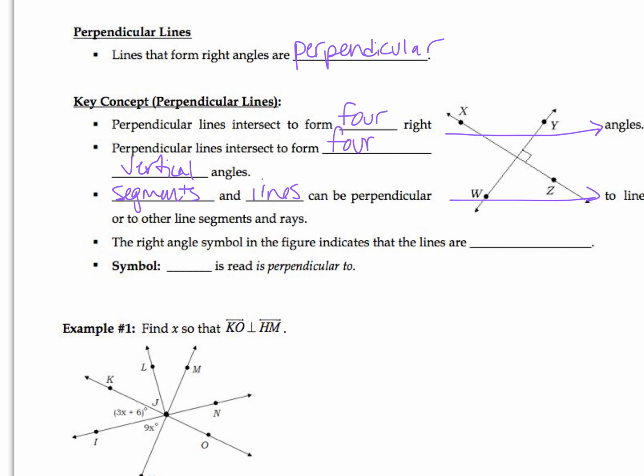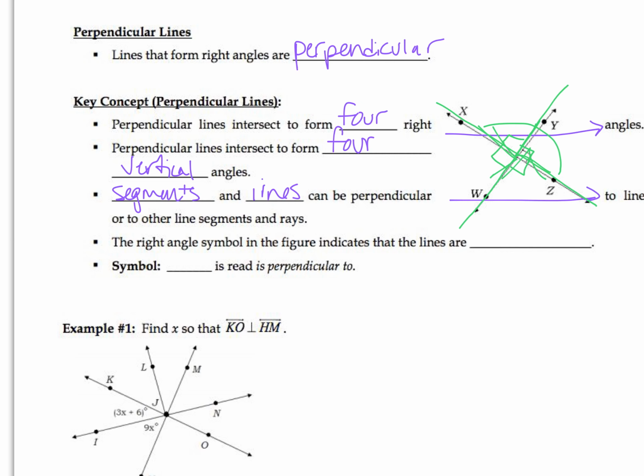So if you're looking at our example here, we have line YW and line XZ, and they're forming a perfect 90-degree angle. If that's a 90-degree angle, we know it's vertical to this one, so they're congruent, so that's a 90-degree angle. And we know this is a straight line, so that's a 90-degree angle, and that's a 90. So basically that's what perpendicular lines do. They make every angle 90 degrees. They're also vertical angles. We've talked about those earlier. It doesn't matter, as long as the lines intersect and form 4 perfect right angles.